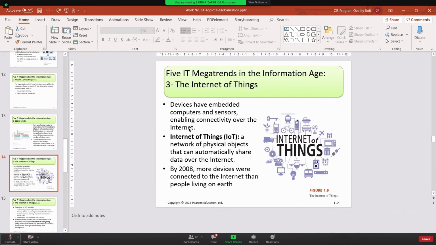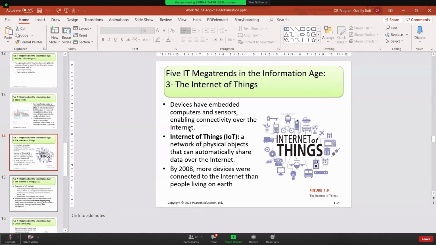Nowadays, every company is working on this area. You will see so many new devices available in the market this year. So this is also a mega trend, and it has really influenced the people and the business as well.